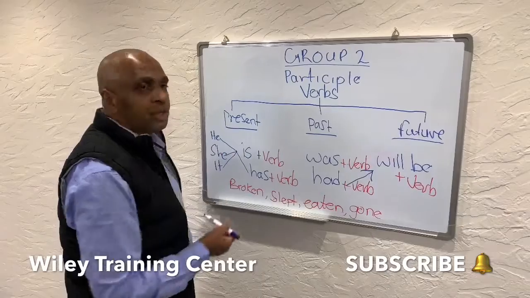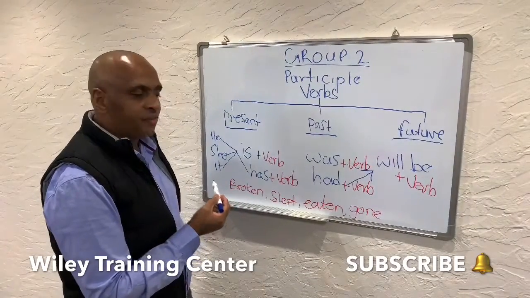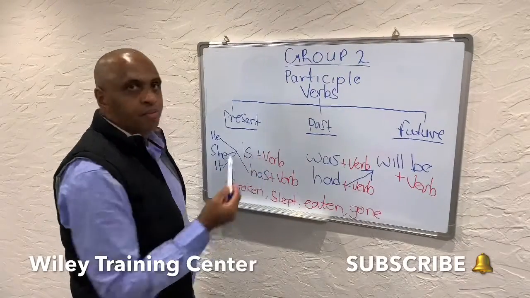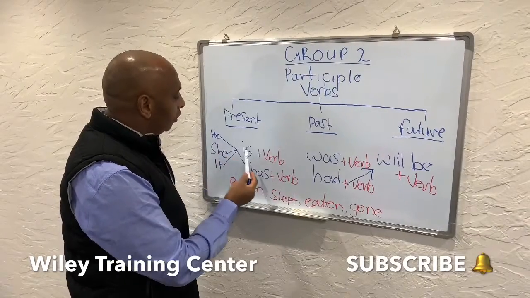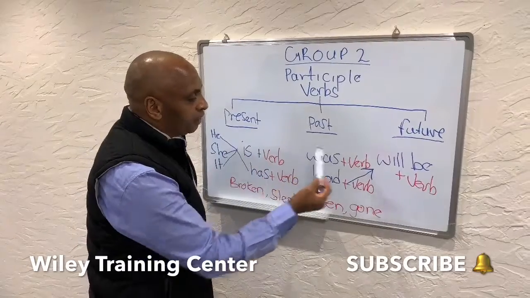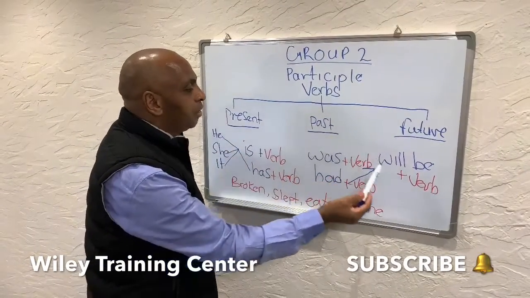Then, as we use he, she, it as the pronoun, in the first section we are going to add is plus verb. So the present tense will be he is plus the verb. The past tense will be he was plus the verb. The future tense will be he will be plus the verb.